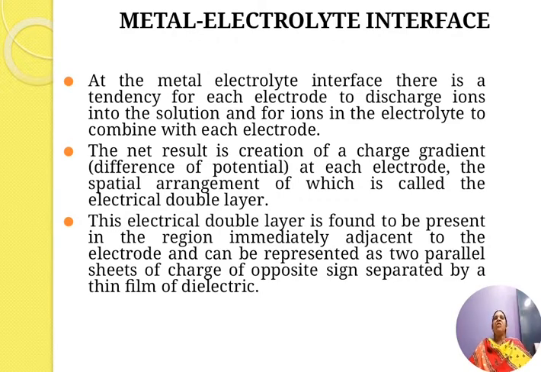The spatial arrangement of which is called an electrical double layer. An electrical double layer is formed. This electrical double layer is found to be present in the region immediately adjacent to the electrode, and can be represented as two parallel sheets of charge of opposite sign separated by a thin film of dielectric. So you have two parallel plates. They appear as two parallel sheets of charge of opposite sign separated by a thin film of dielectric.